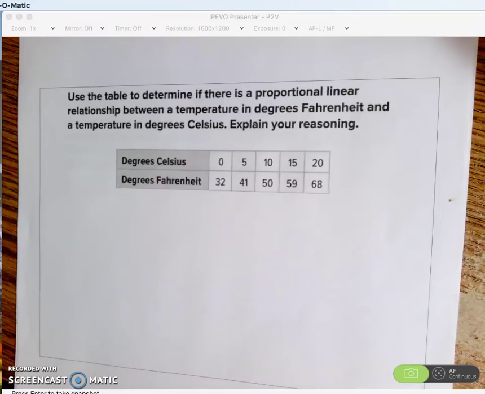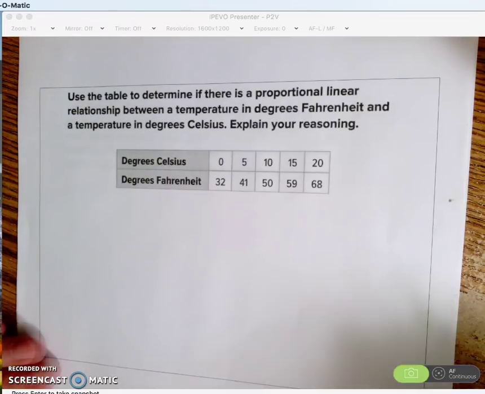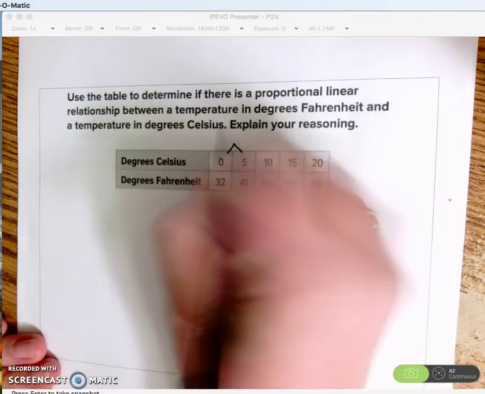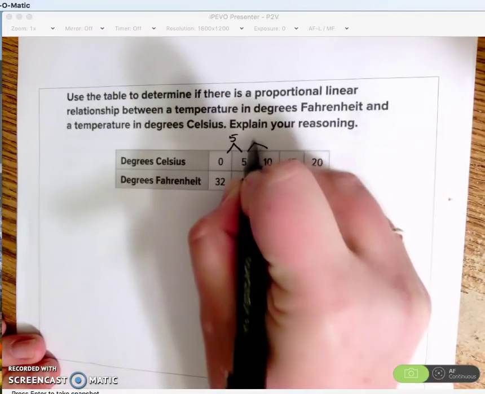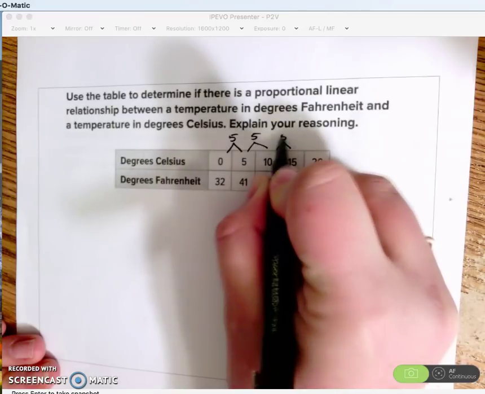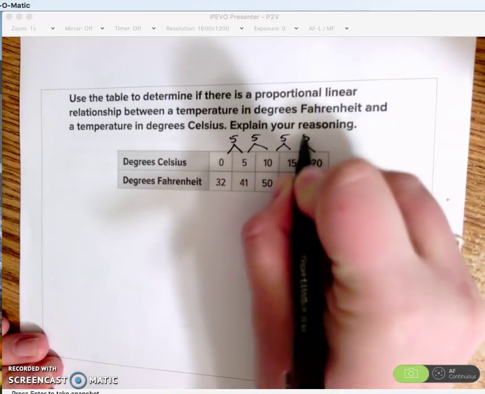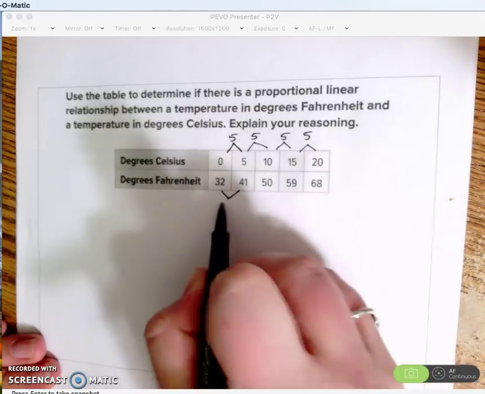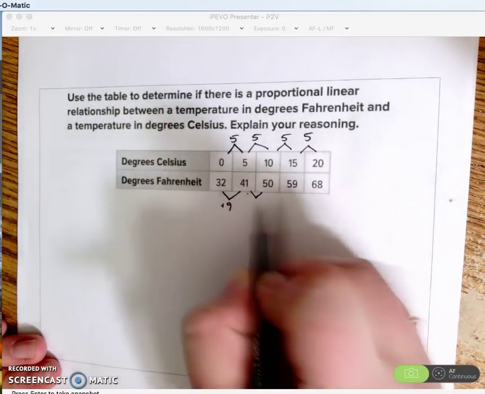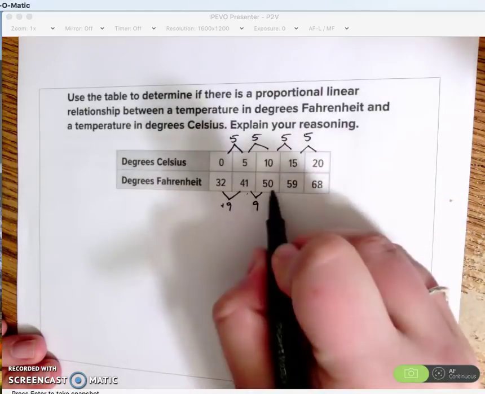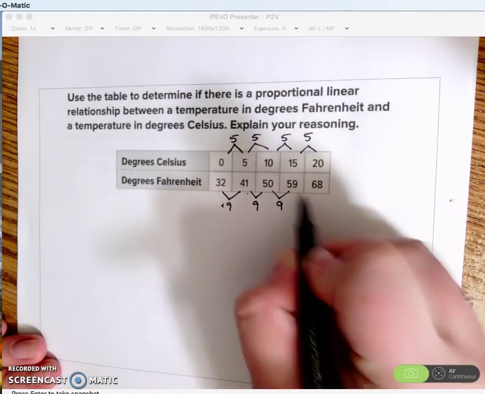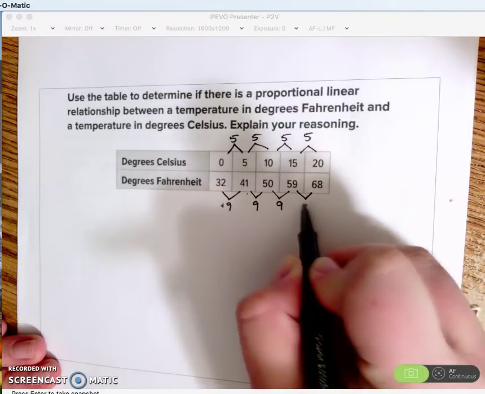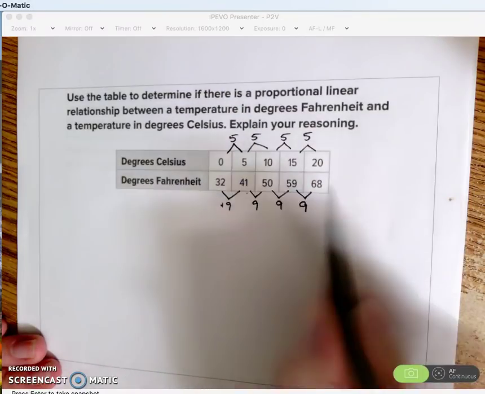So the first thing I want to do is what we did yesterday with finding the constant rate of change. So I'm going to figure out from 0 to 5, it's 5, 5 to 10 is 5, 10 to 15, 5. I'm adding 5 each time. Then 32 to 41, I'm going to be adding 9. 41 to 50, I add 9. 50 to 59, I'm adding 9. 59, I'm adding 9 to get to 68. Each time I'm going 9 up.